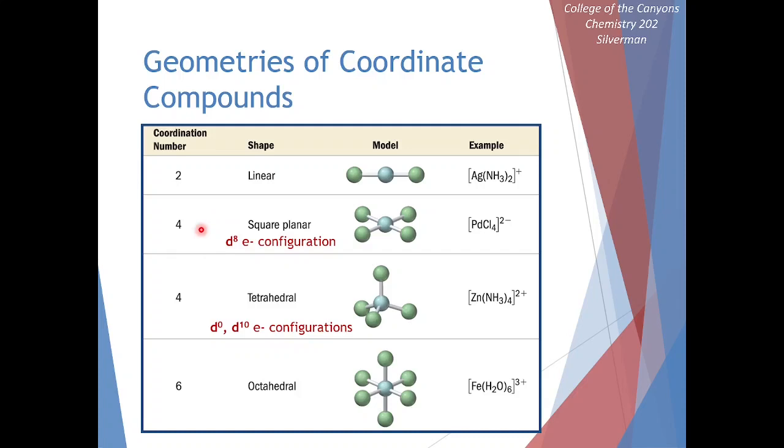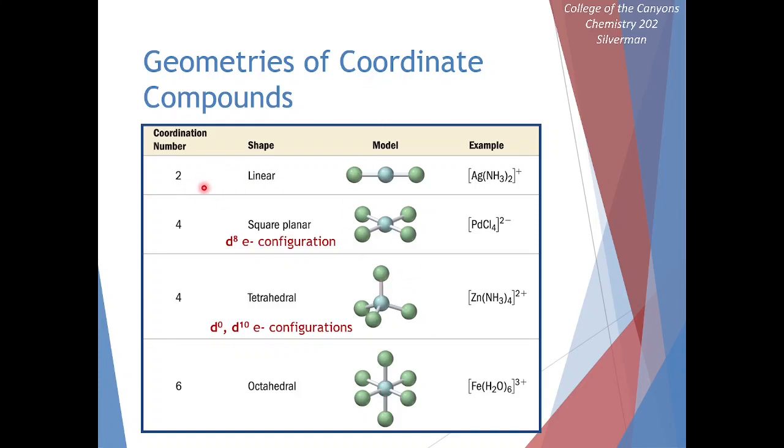As a rule of thumb, if the electron configuration of the metal is d8, then we expect to have a square planar compound. If we have electron configurations of d0 or d10, then we are much more likely to have tetrahedral complexes. There's more going on here, but this is at least a good rule of thumb to try to predict what geometry we expect.